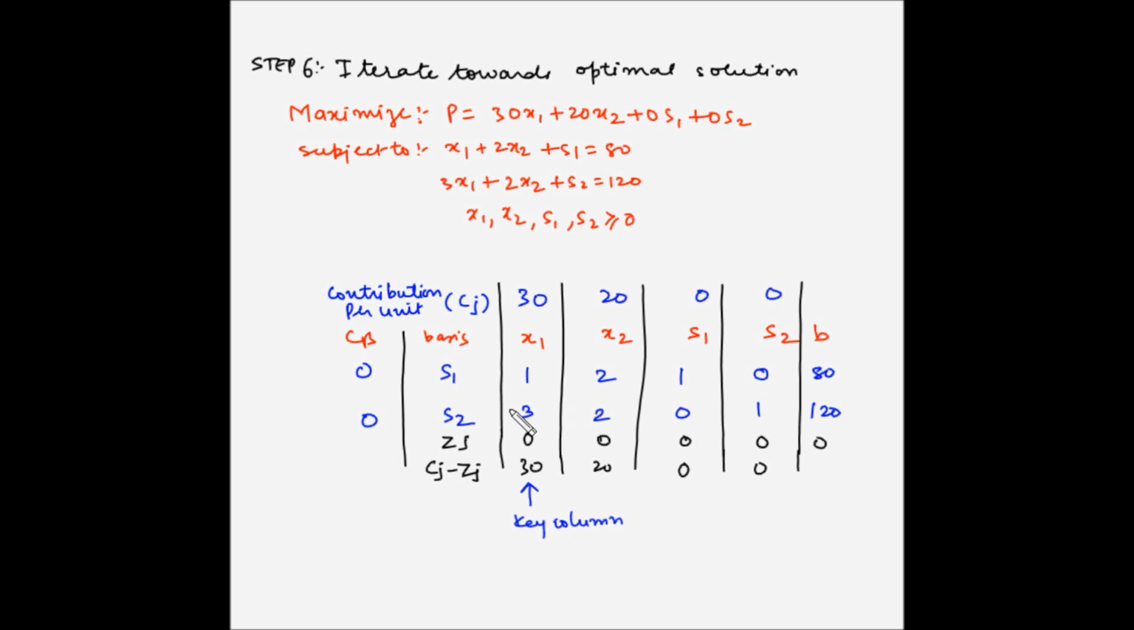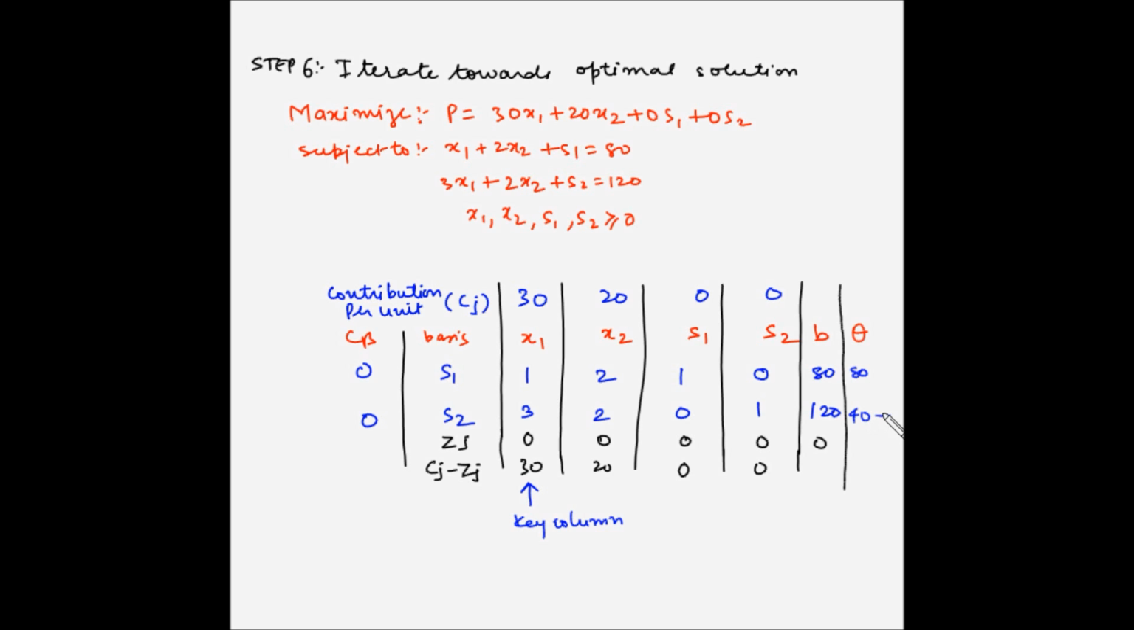Now we need to find the departing variable, which will be replaced by x1. In order to do that, we have to find the value of theta, which is known as the replacement ratio column, and is obtained by dividing the elements under column B by the corresponding elements in the key column. So 80 divided by 1 is 80 and 120 divided by 3 is 40. Now the row containing the minimum non-negative ratio is marked.